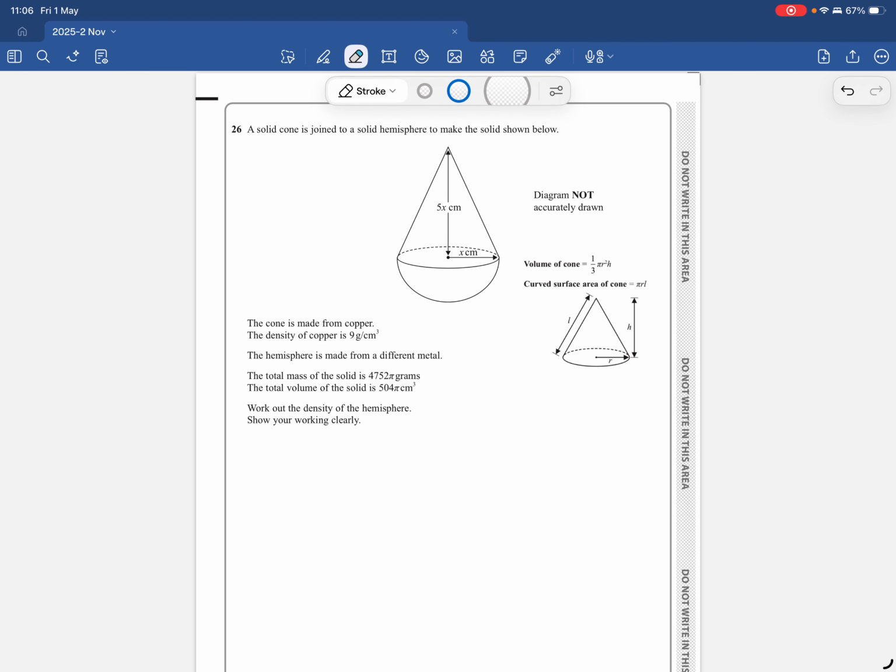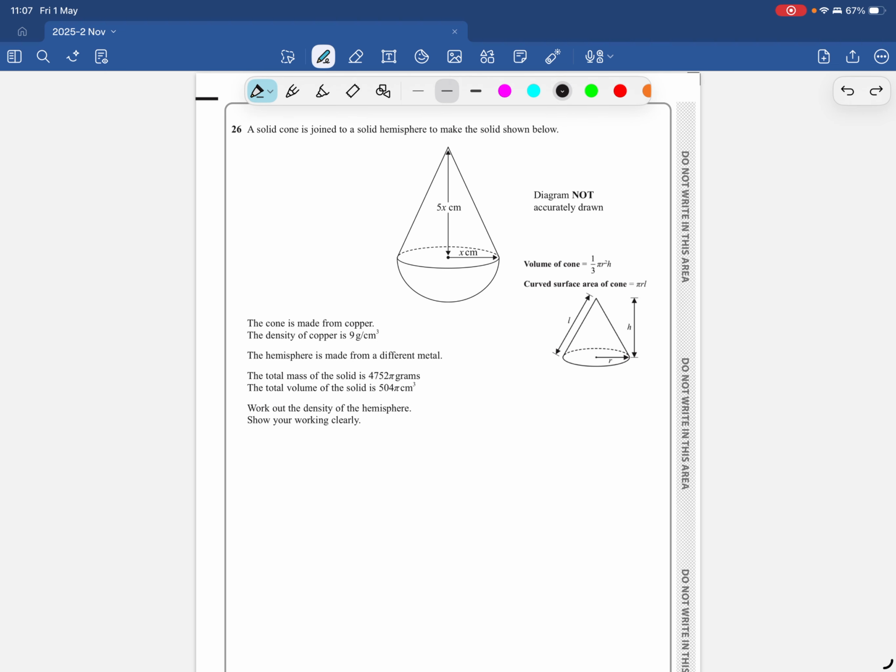What we can do is work out the volume of the cone and the volume of the hemisphere, and we can get a ratio. And we can use that ratio to split this value here of the total volume of the solid. So that means we'll know the exact volume of the cone and get rid of those x's. Once we've got the actual volume of the cone, we can use this information to get the actual mass of the cone.